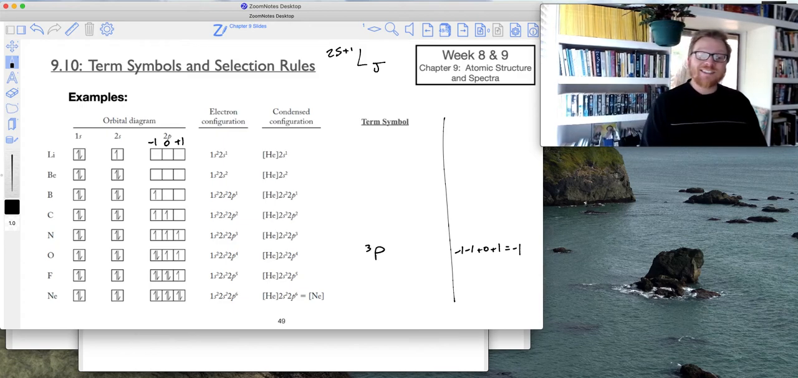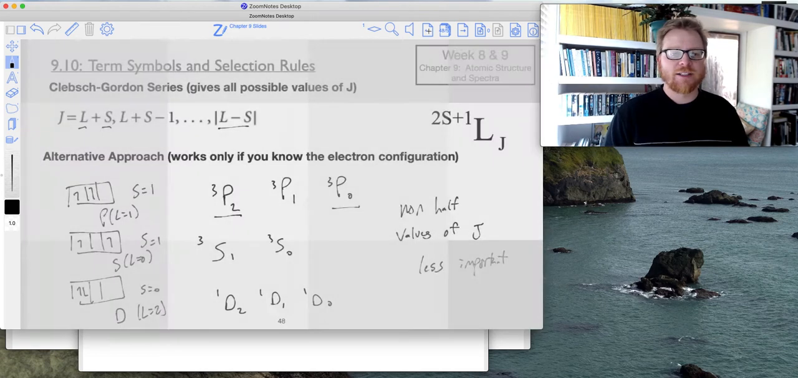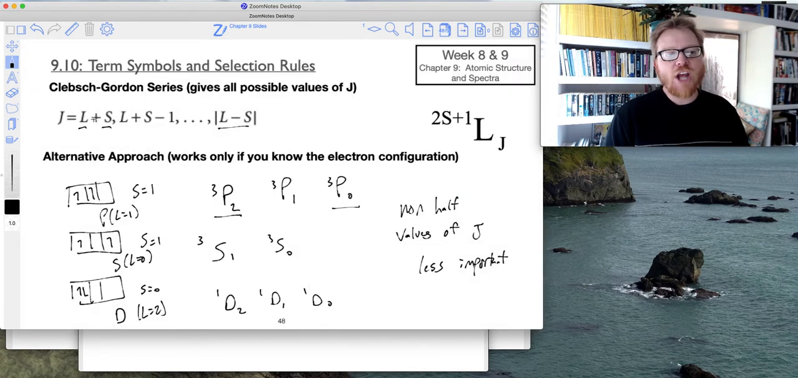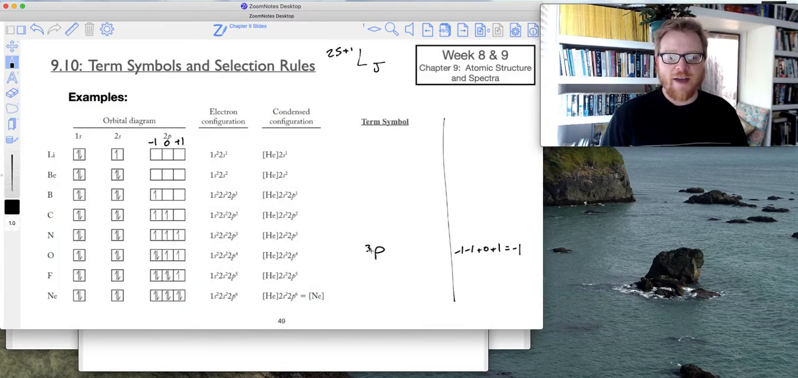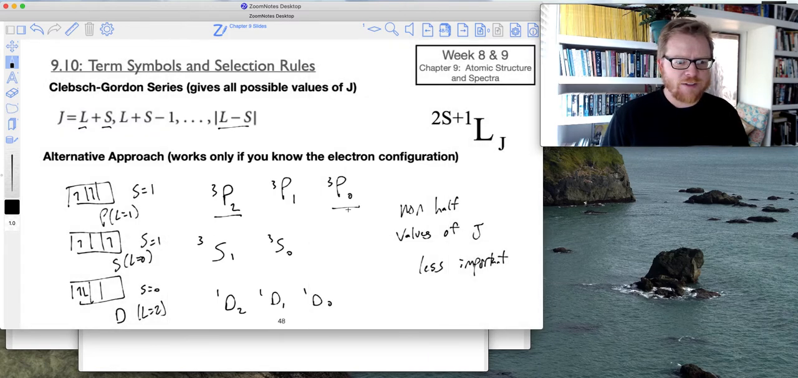Okay. Now, what's the appropriate J value? Well, let's back up and look at that for a second. J is L plus S all the way down to L minus S. So if S is 1 and L is 1, we could have triplet P2, triplet P1, or triplet P0. I think I made a mistake on this. When S is 1, oh yeah, 1 minus 1 is 0. Okay, good. So yes, all of these become possibilities: triplet P2, triplet P1, triplet P0. So which one is it?